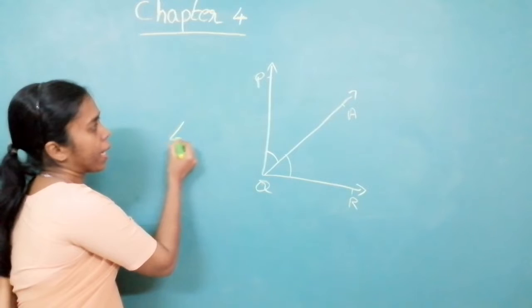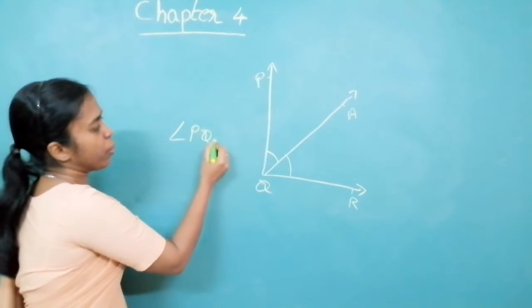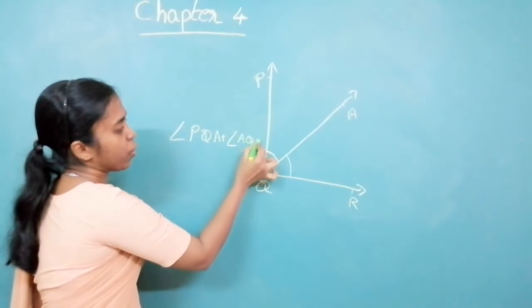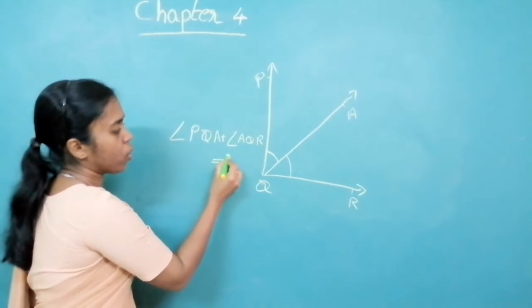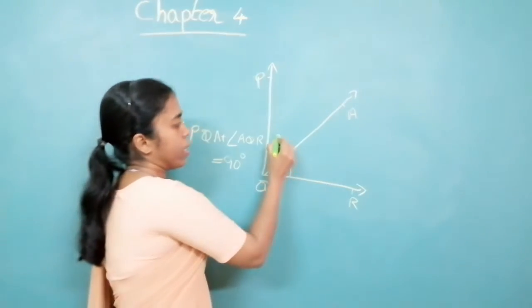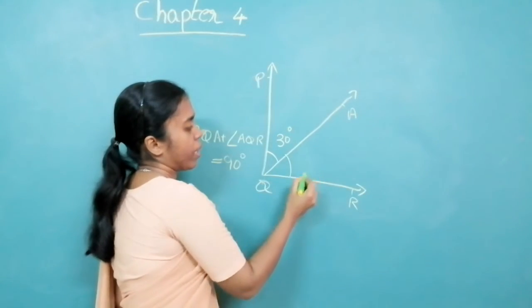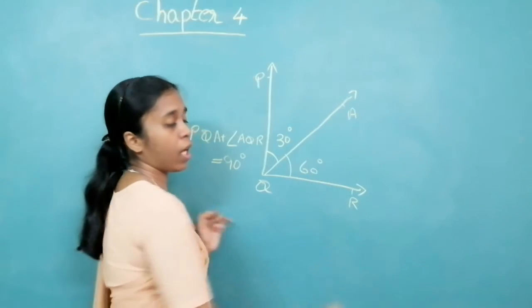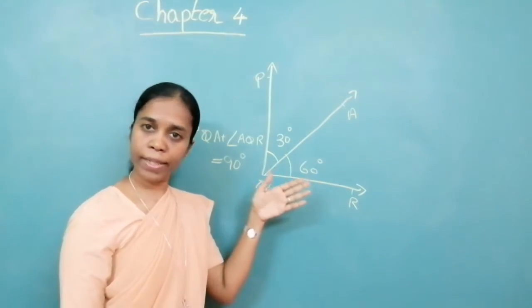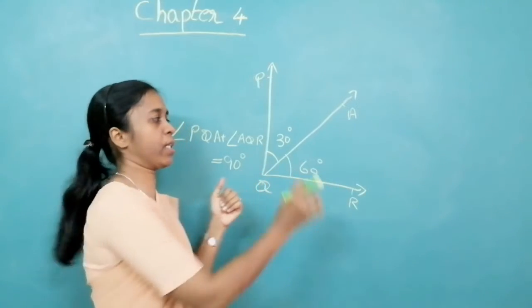That is, angle PQA plus angle AQR should be equal to 90 degree. Suppose this angle is 30 degree and this is 60 degree. Are they complementary angles? Yes, because 30 plus 60 is 90 degree. Therefore, they are complementary angles.